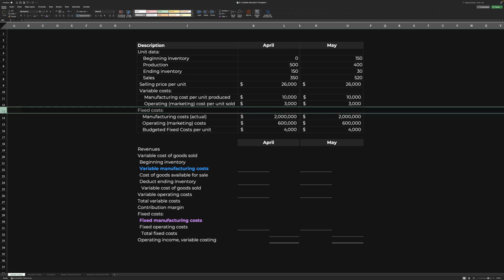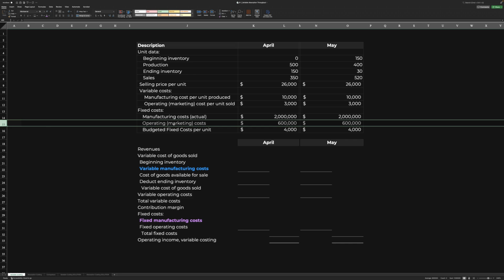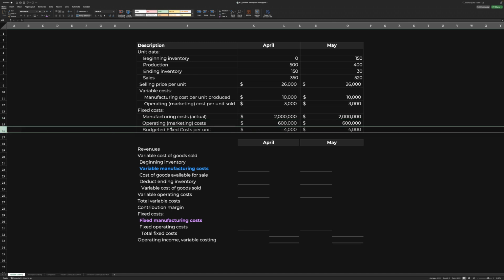If we look at our fixed costs, the actual fixed manufacturing costs incurred are $2 million in each month. The operating marketing costs, these are fixed. Again, you can think of this as marketing salary and other items, is $600,000 for each month. And they have a budgeted fixed cost per unit. This is manufacturing cost per unit of $4,000 per unit. This is based on a budgeted output level of 500 units of production.